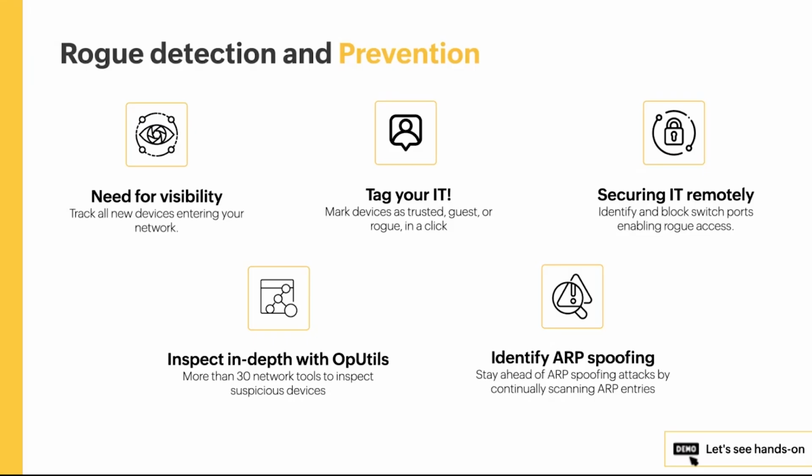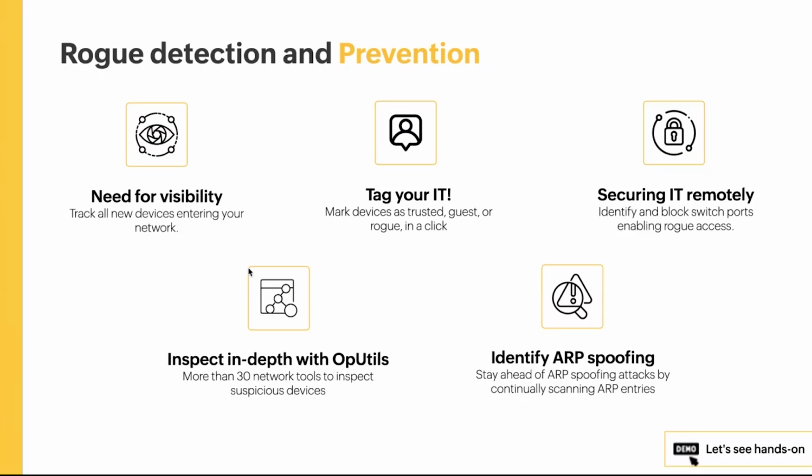So let's think about this from a network admin's perspective, right? Manually tracking and monitoring every single device that enters your network is almost impossible. And that's especially true in enterprises that follow bring your own device policies or have tons of IoT devices, or even worse, when you're dealing with shadow IT. So in those cases, what you really need is real-time monitoring that can quickly identify and stop a device before it becomes a problem. So that's exactly where the OpUtils rogue detection helps.